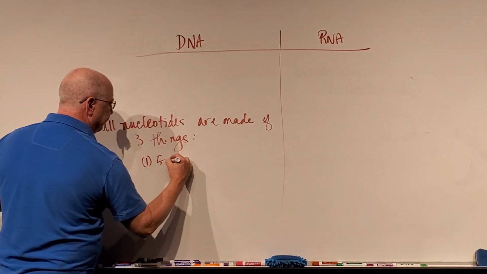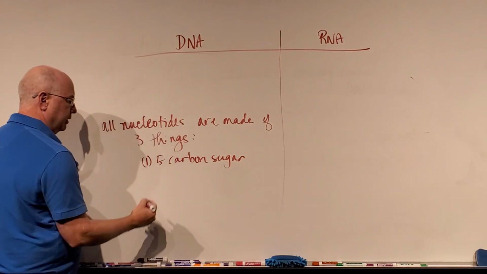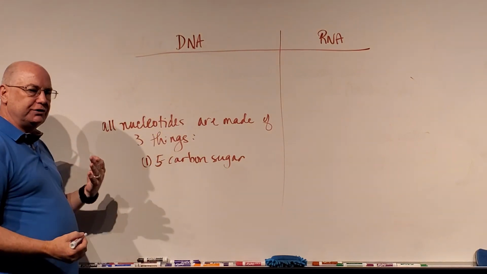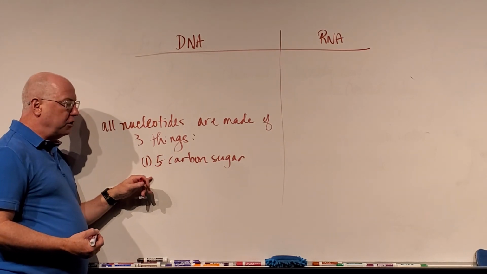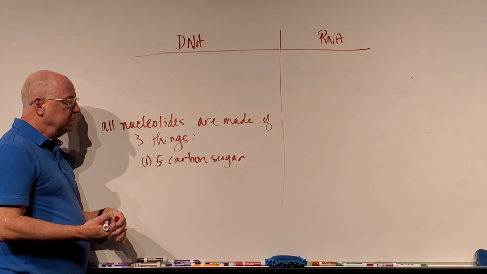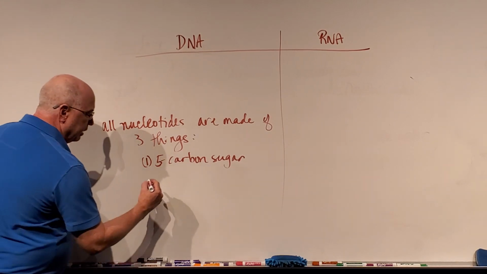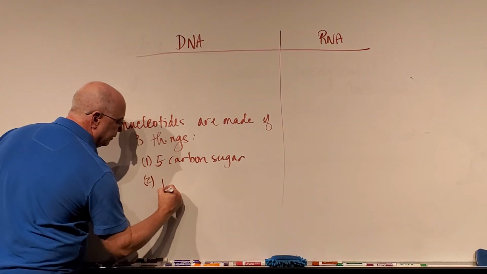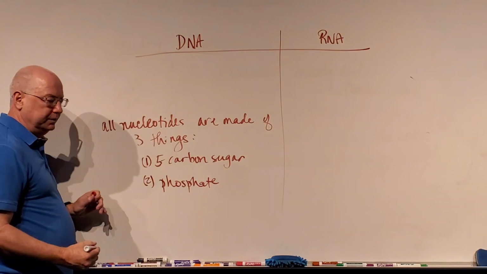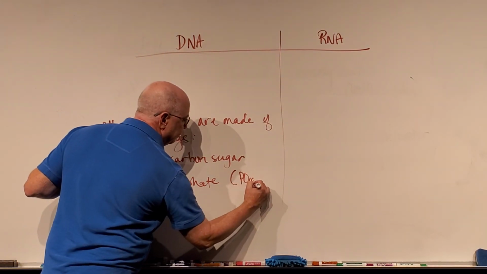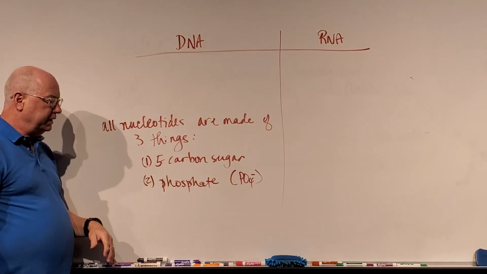One of them is called a 5-carbon sugar. Now, when we studied sugars for energy like glucose, we said those were 6-carbon sugars. 5-carbon sugars are used for structural things, and there are different 5-carbon sugars that can be found in DNA and RNA. A second thing that a nucleotide is made out of is a phosphate group, or a phosphate molecule. And we talked about this before. It's a PO4 minus, and there's some chemistry associated with that we're not going to get into.